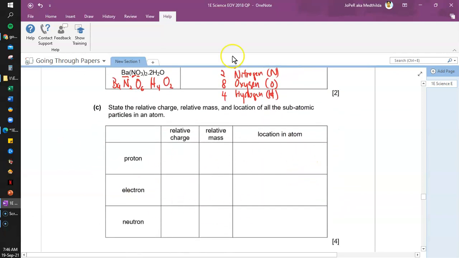Last one, part C. This one, if you remember, you can get the full marks.